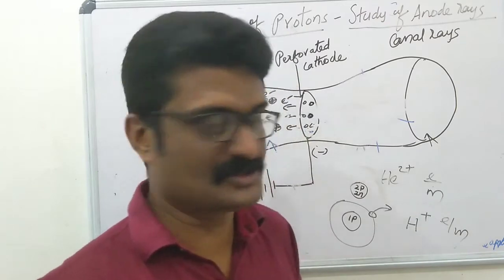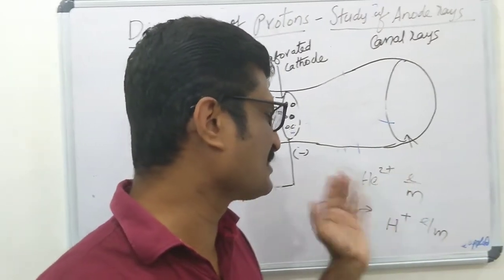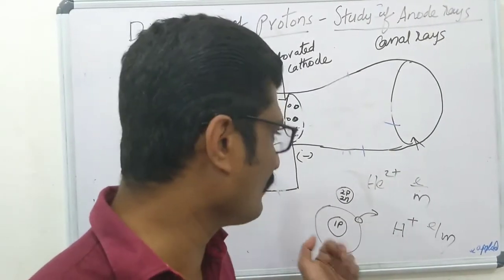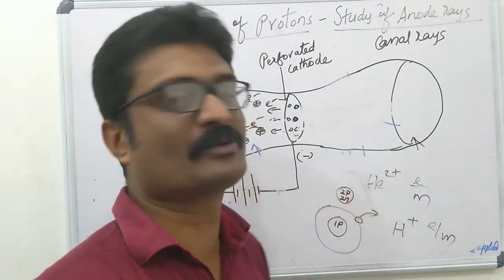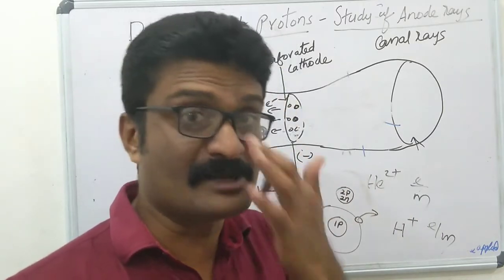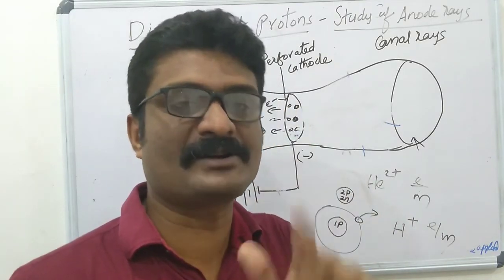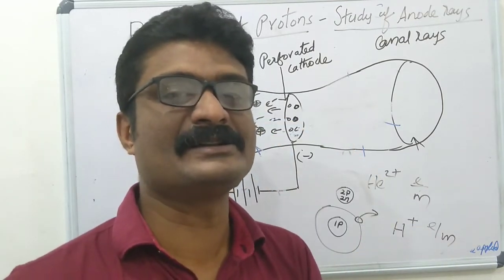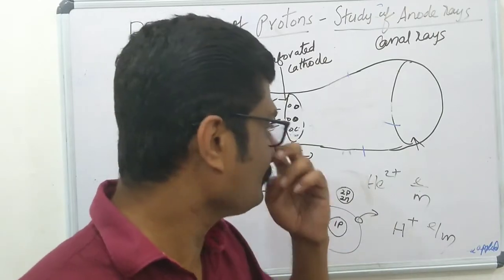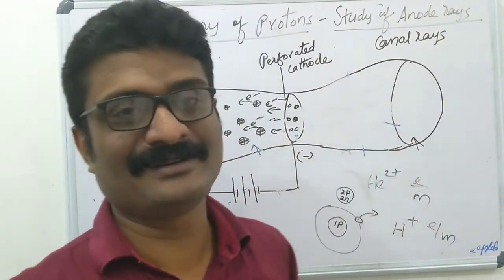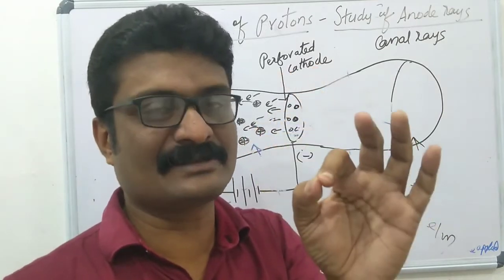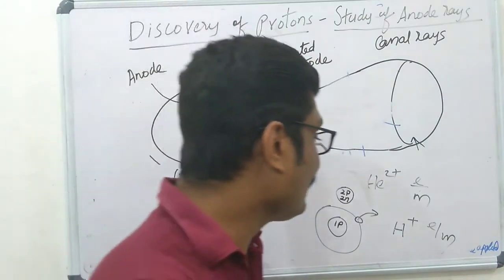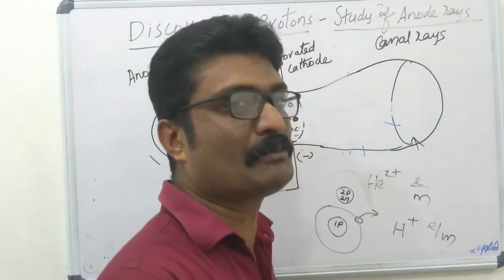Anyway, we have said that the e/m ratio of He2+ is different from the e/m ratio of H+. H+ has only one proton, but He2+ has two protons and two neutrons. That means the charge to mass ratio of particles of anode rays depends on the nature of gas taken in the discharge tube. When we take hydrogen gas in the discharge tube, the e/m ratio is found maximum.